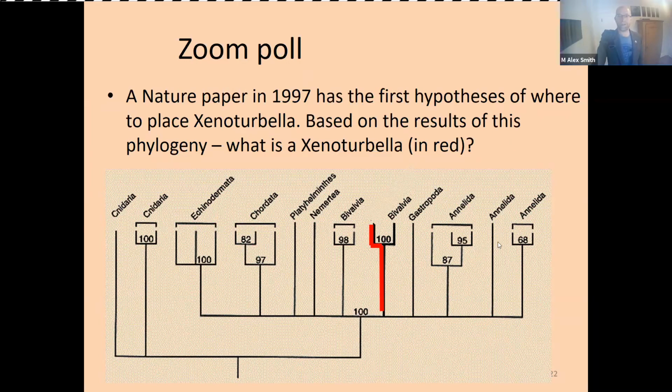So your suggestions are, is it a cnidarian? Is it a jelly? Is it an echinoderm? Is it a chordate? Is it a Platyhelmuthworm? Is it a nemertean worm? Is it an annelid? Is it a mollusk or is it a sponge? Now remember, that's a very simplified phylogeny. This is what phylogenies look like in Nature in 1997. And the red line is where the Xenotrebella sequence popped up.